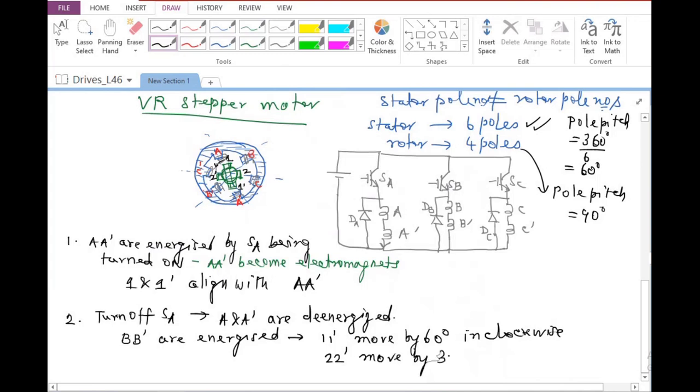This will move by 30 degrees in counterclockwise. So obviously, less work needs to be done with the second option rather than the first option. So the first option will not be adopted. The second option will be automatically taken over, because nature generally looks for the minimum work condition. So you are going to see that 2 and 2 dash align with B and B dash.